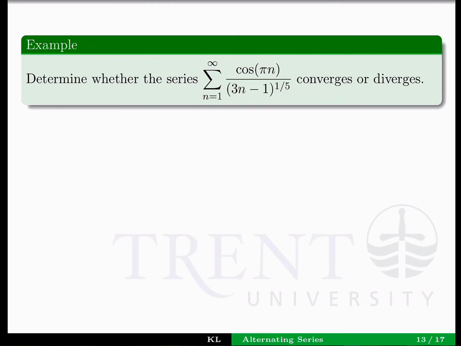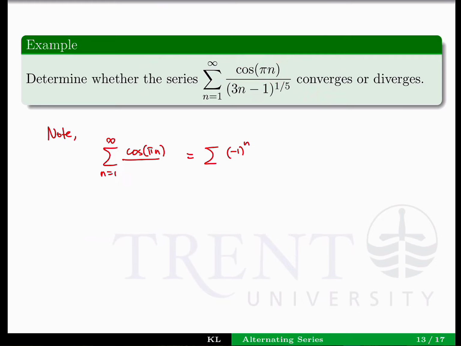Now let's have this. Determine whether the series is convergent or divergent. We have the sum cosine pi n over 3n minus 1 raised to 1 over 5. So we are only interested whether this series is convergent or divergent. Now, if you look at this, cosine pi n, so pi n runs from 1 to plus infinity through integers. So this is just pi, 2 pi, 3 pi, 4 pi. You can rewrite cosine pi n as negative 1 to the n, starting from 1 up to plus infinity.